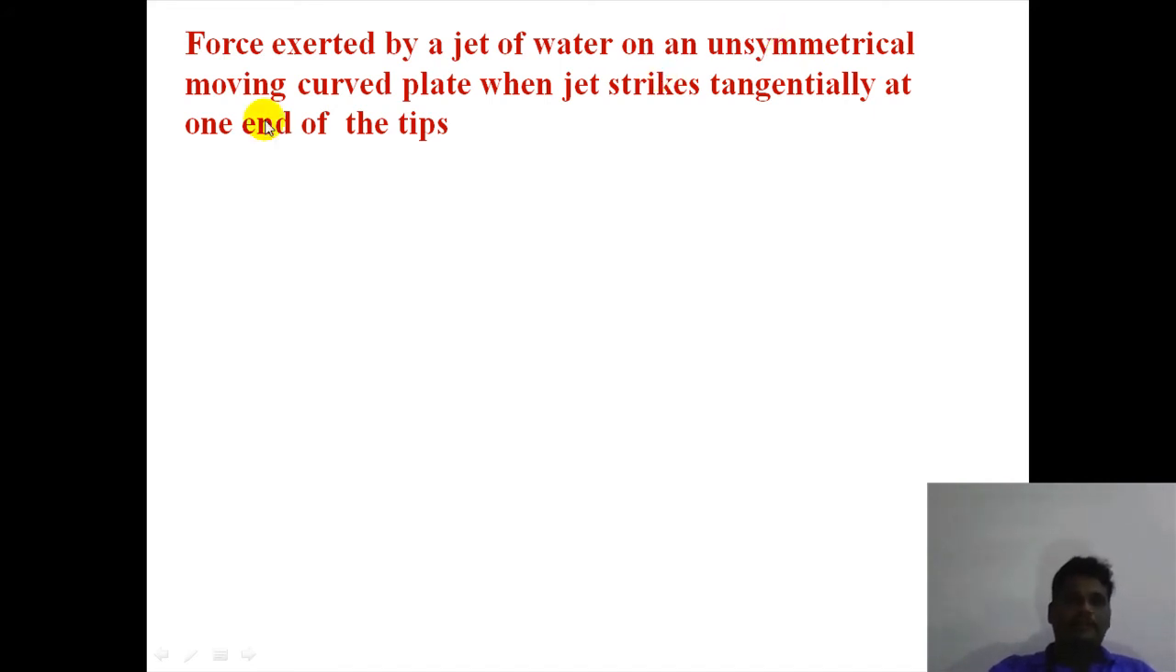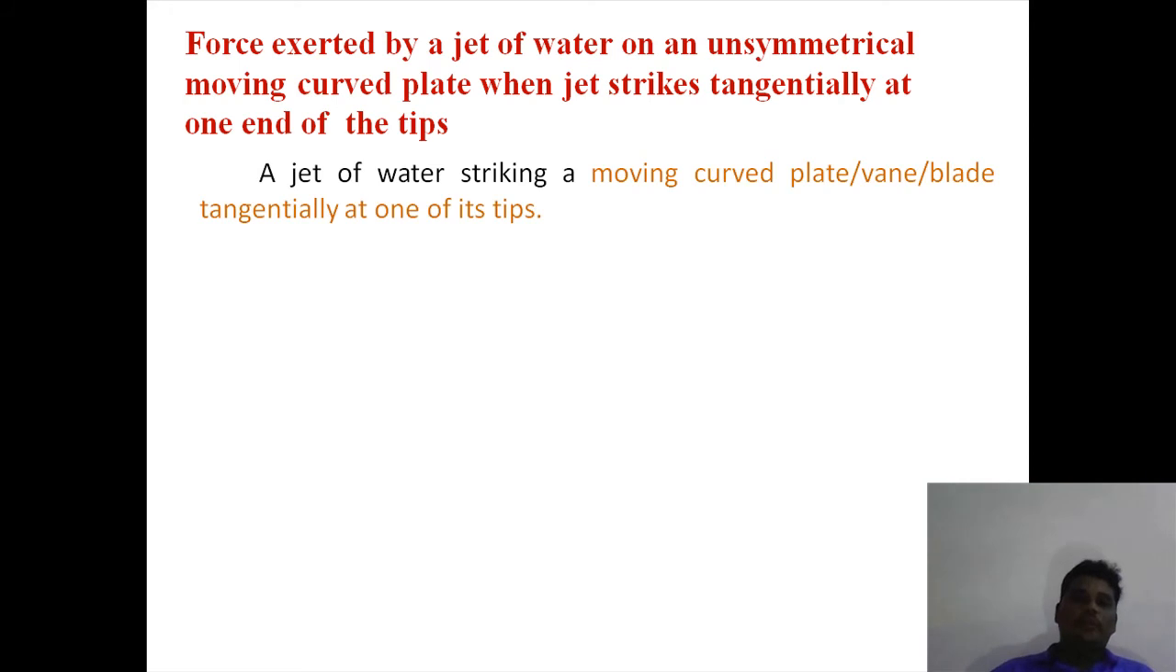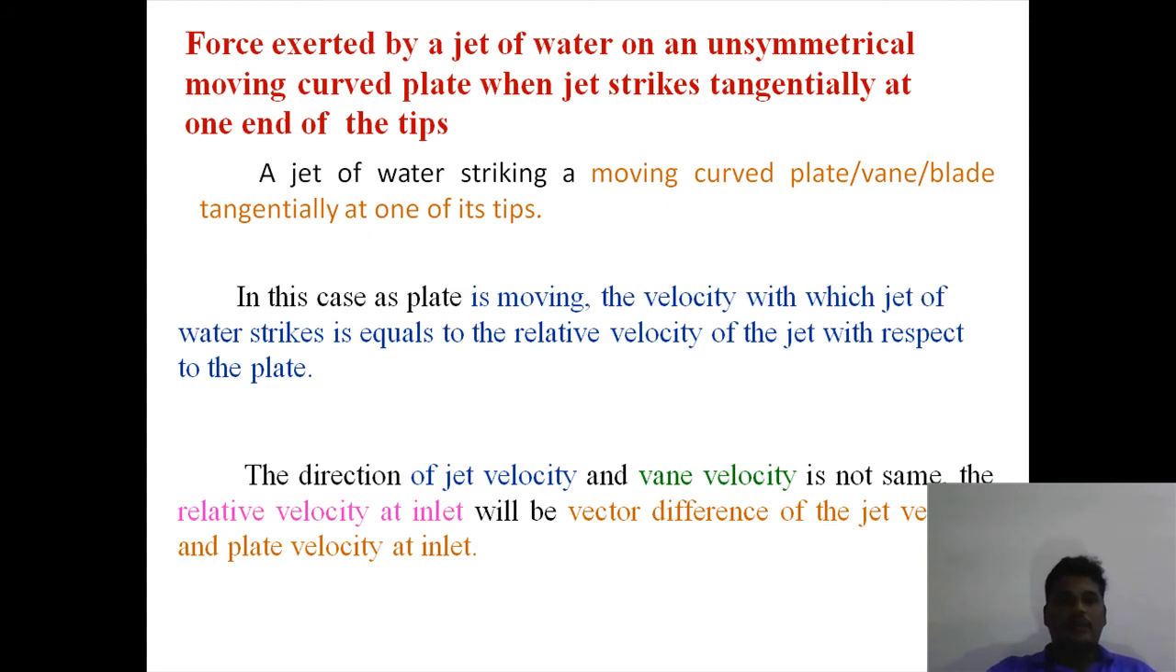The plate is an unsymmetrical plate, and the jet strikes tangentially at one end of the plate. Now it is the second condition of curvature, where the water strikes at the tip. When a jet of water strikes a moving curved vane, otherwise called a blade, tangentially at one end, the plate is moving. The velocity with which the jet strikes is equal to the relative velocity of the jet with respect to the plate.